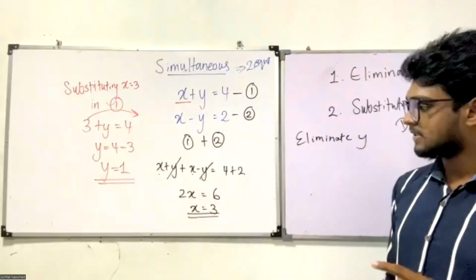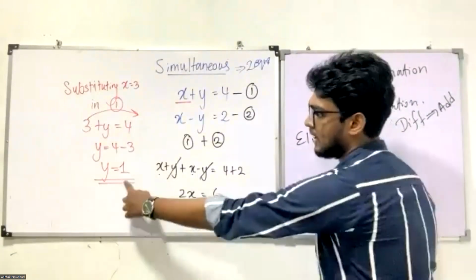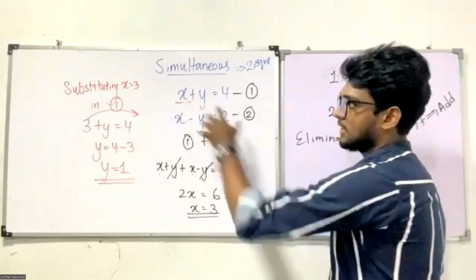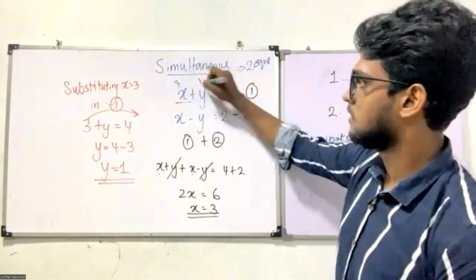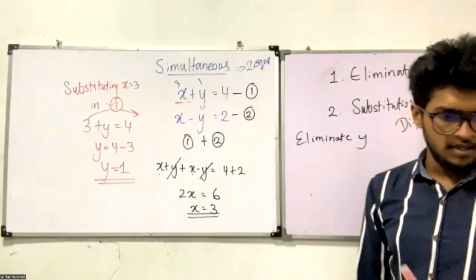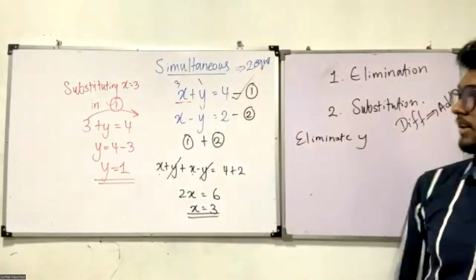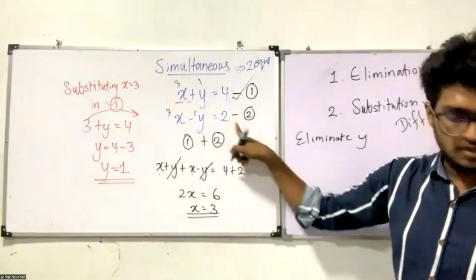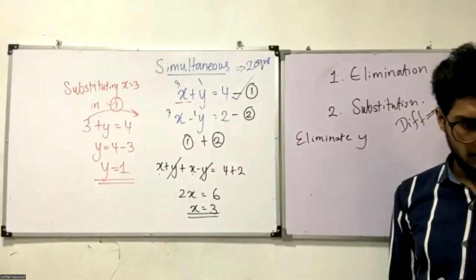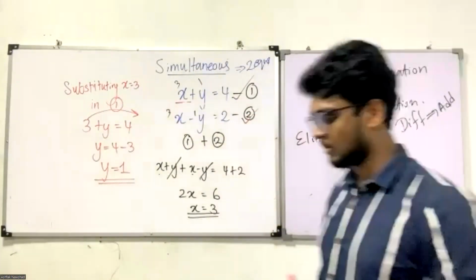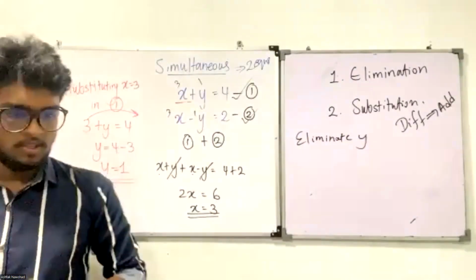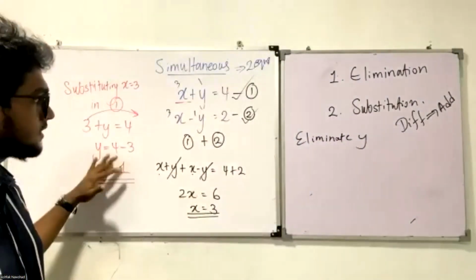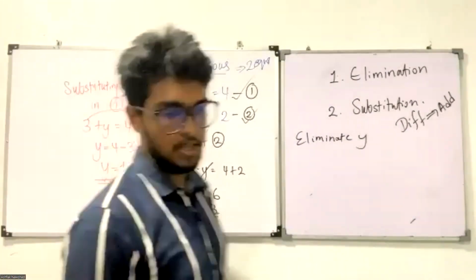Now let's check if the answers are correct. Now x is 3 and y is 1. What is 3 plus 1? 3 plus 1 is 4. So the first equation is correct. What is 3 minus 1? 3 minus 1 is 2. So the second equation is also correct. So we have taken the answers and we have also checked if they are correct.